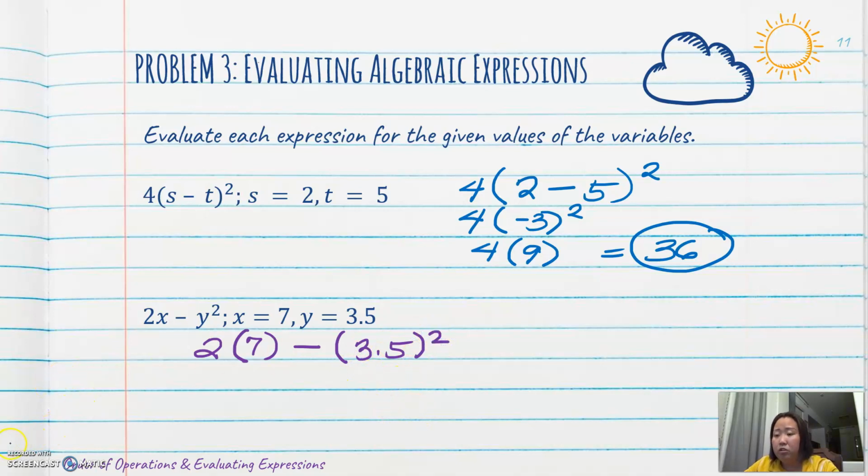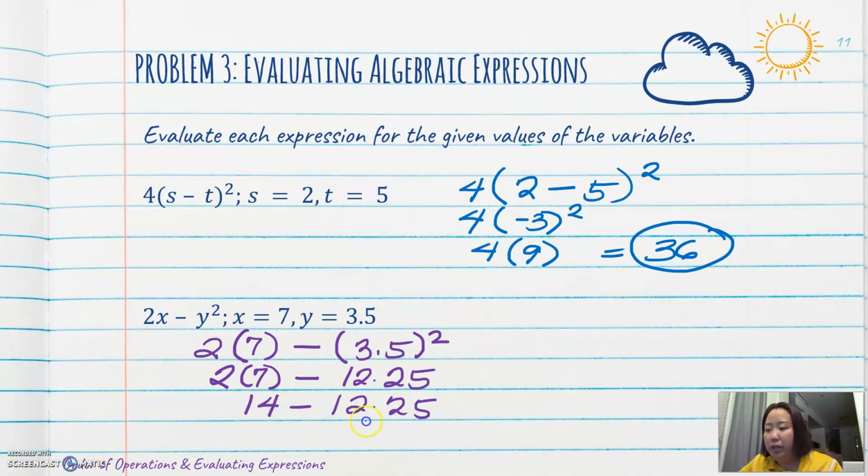So what do we work on first? We have 2 times 7 minus 3.5 squared. We have multiplication, subtraction, and exponent. The priority will be exponent. If you calculate 3.5 squared, that will be 12.25. And then now we can do our multiplication. 2 times 7 is 14, minus 12.25, and you will get 1.75 as the difference of these two expressions.